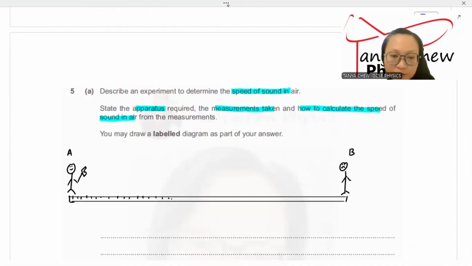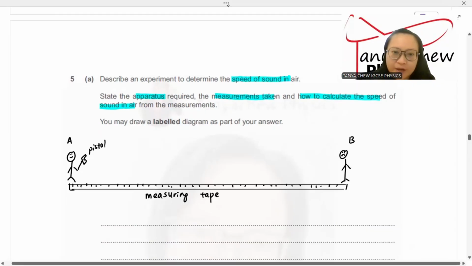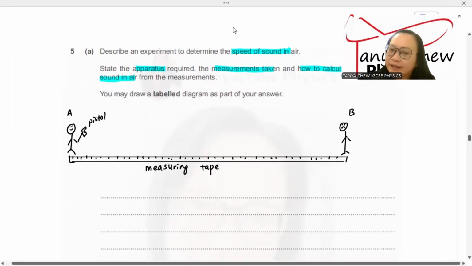It looks like a meter rule, but it's actually not a meter rule because a meter rule is too short. The distance measured by the meter rule is maximum only 100 cm. I don't want that. I want longer distances. So once you draw a diagram, you have to label your diagram. This is called a measuring tape. And this is called my pistol. Student A is holding a pistol, not a real gun, so you don't have to worry. Right, so I have done with my labeled diagram.